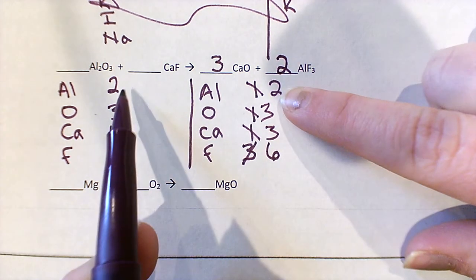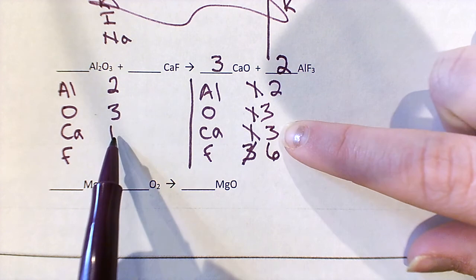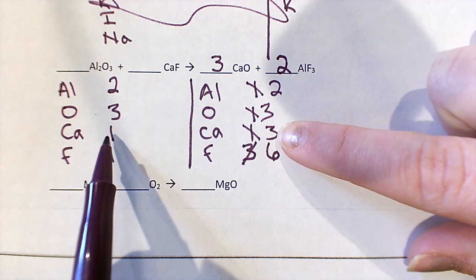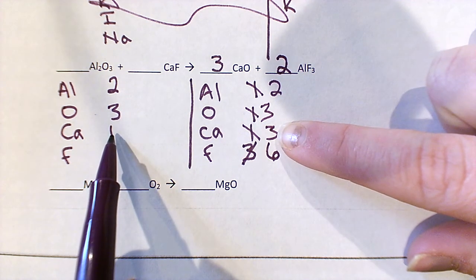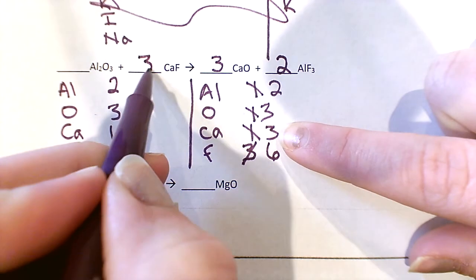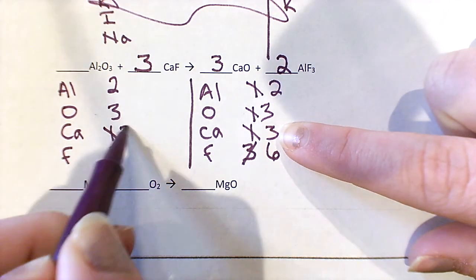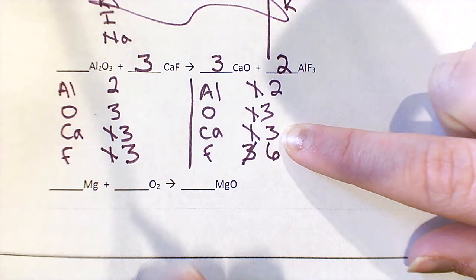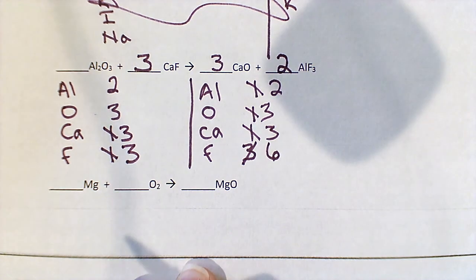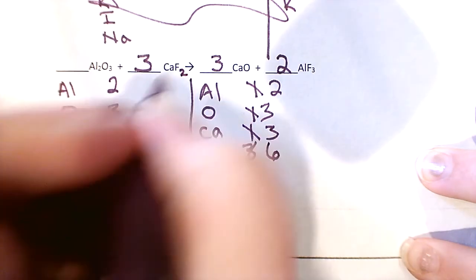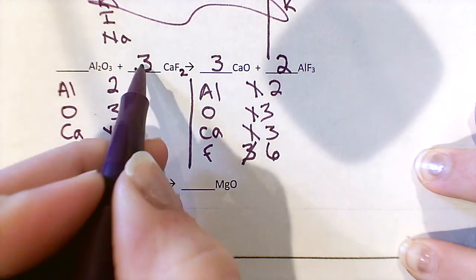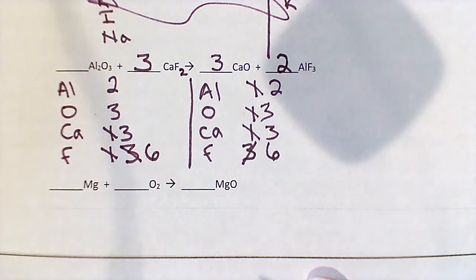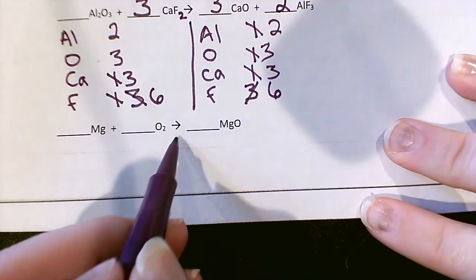Okay, so now I have 2's agree, 3's agree. Looks like I have 3 calciums, so I need 3 times as many of that one. So I need a 3 there. 3 calciums, 3 fluorines. Uh-oh. Hopefully I didn't mess up again. Oh, I totally did. This substance should be CaF2. So 3 times 2 gives us 6 fluorines there. Now everything should balance. Alright, last one.